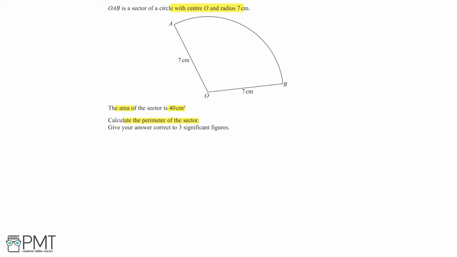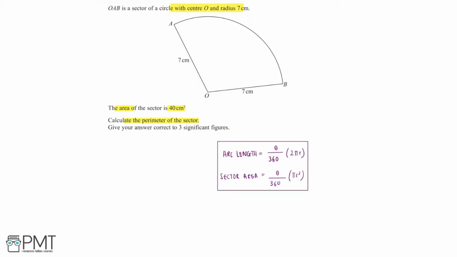Now there are 2 main formulae that we need to know about. The first is that the arc length is equal to theta over 360 multiplied by 2 pi r, and the second is that the sector area is equal to theta over 360 multiplied by pi r squared. Now we can call this angle theta.